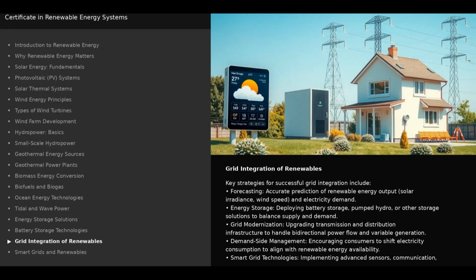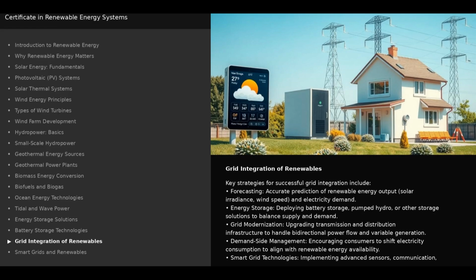Energy storage. Deploying battery storage, pumped hydro, or other storage solutions to balance supply and demand. Grid modernization. Upgrading transmission and distribution infrastructure to handle bidirectional power flow and variable generation. Demand-side management. Encouraging consumers to shift electricity consumption to align with renewable energy availability. Smart grid technologies. Implementing advanced sensors, communication, and control systems for real-time grid management.